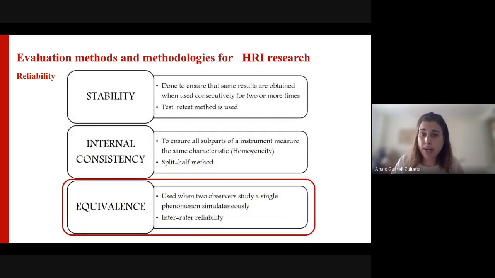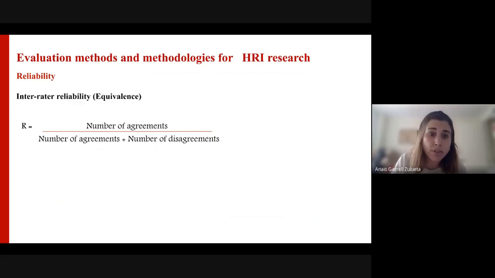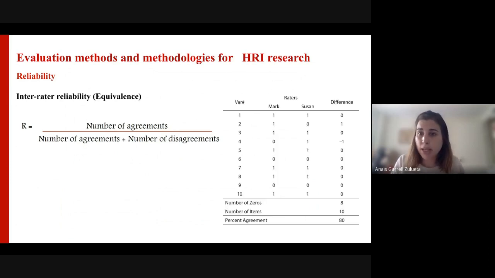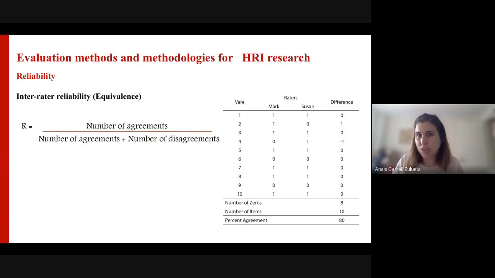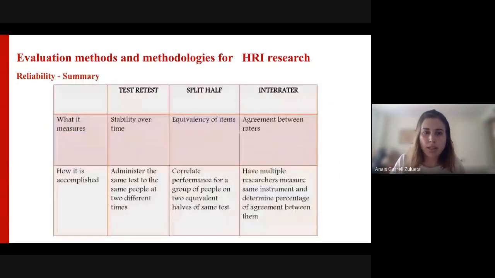It is used when 2 observers study a single phenomenon simultaneously. So basically, we have this R, which is the number of agreements divided by the number of agreements plus the number of disagreements. So we have 2 users, Mark and Susan, and we are asking something, and we analyze the disagreement of this. This part is not so important, but the one that I really highly recommend is the second one.